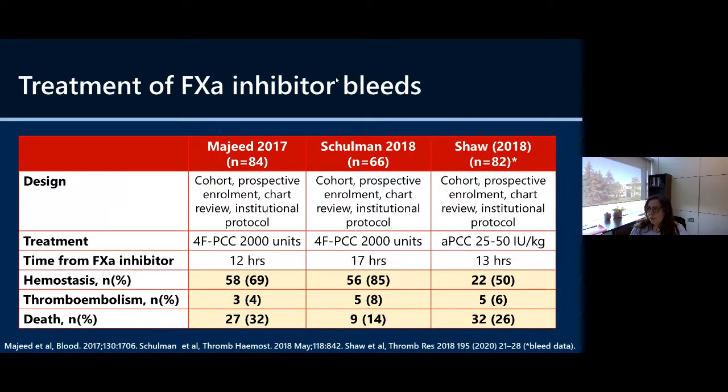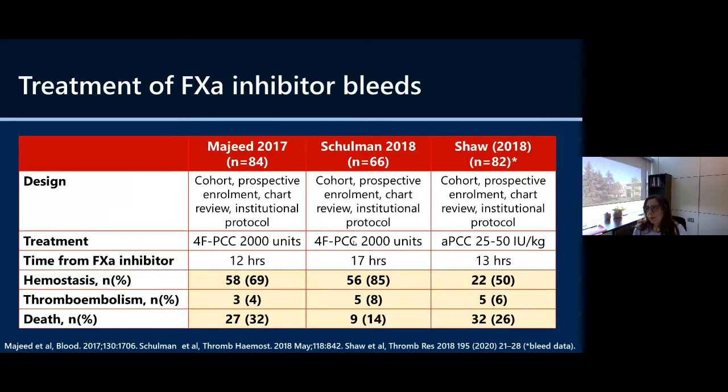These are 3 studies that have looked at PCC or activated PCC for factor Xa inhibitor bleeding patients. These were cohort studies. The patients were prospectively enrolled, but their charts were reviewed to look for outcomes, and these were all institutional protocols, so this is really part of routine clinical practice. The treatments you can see were 4-factor PCC, 2,000 units, in the Majeed and Schulman studies, and activated PCC, which is FEIBA, and that's this. I'm not sure if people are familiar with activated PCC.